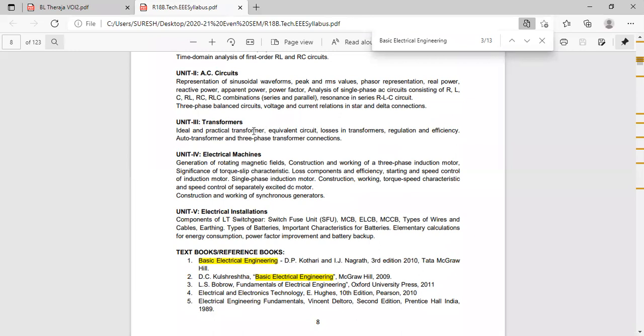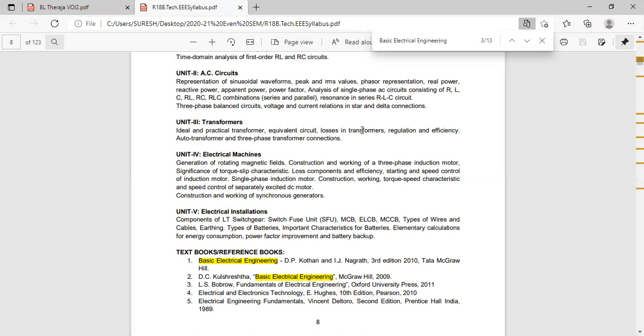Then EMF equation of transformer. Derivation you have done? I think you have done the derivation. E is equal to 4.44 FNBA. EMF equation of transformer. That's all about practical transformer. Now come to equivalent circuit. We have drawn the equivalent circuit and problems also we have done.